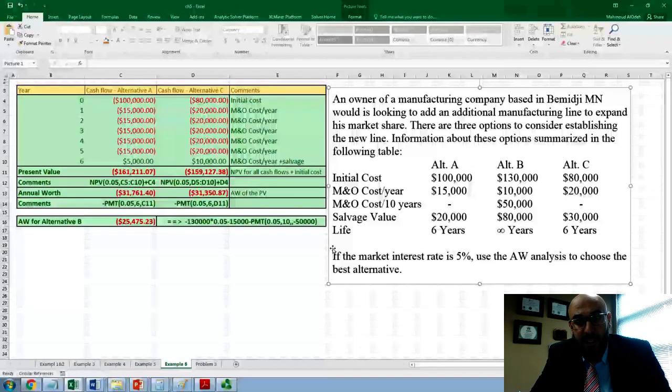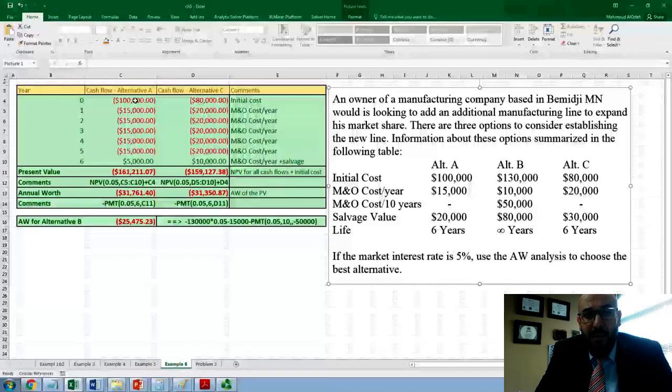And we have this information: initial cost, maintenance and operational annual cost, maintenance and operational cost every 10 years, salvage value, and the lifetime. If the market interest rate is 5%, use the annual worth analysis to choose the best alternative. If you see a scenario like this, where there are several alternatives and one of them has an infinite lifetime, start with the alternatives that have a finite lifetime. So we're going to start with alternatives A and C, and then we will go to alternative B and see how we could do the calculation.